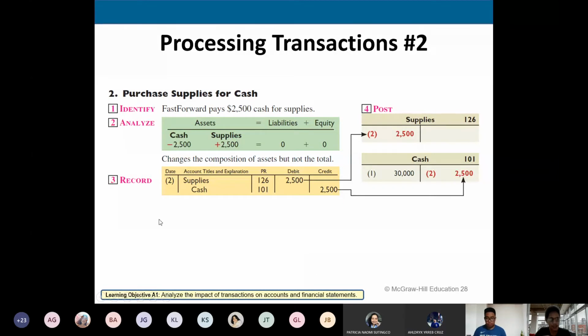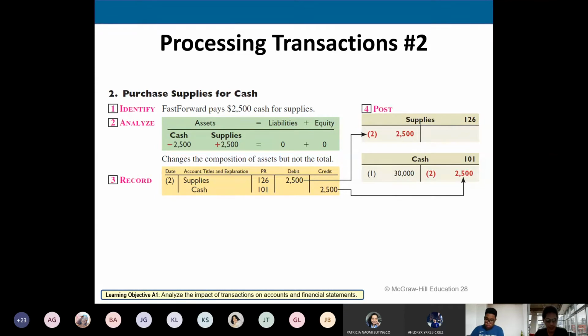Sir, I thought every time an asset increases, equity also increases? This is one of the exemptions. When you buy supplies, there's no effect on equity, because one asset increased and another asset decreased. So overall, zero effect on our equity. Another example is collection of receivables, but we'll take that up in our future discussions, okay?